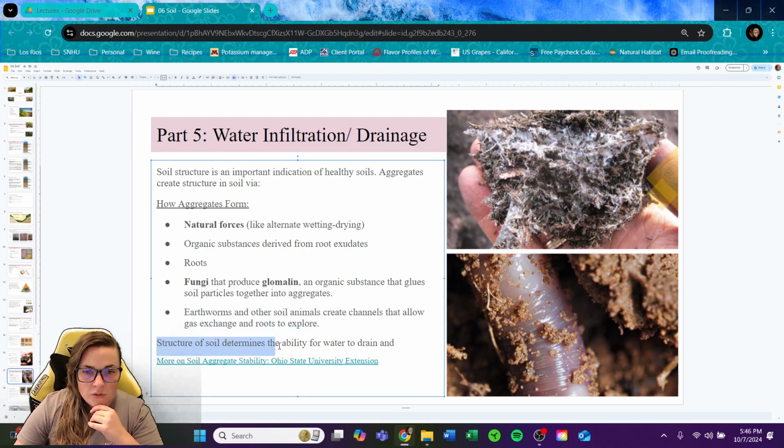So structure of soil determines the ability for water to drain. And... I'll find out what that word was supposed to be.